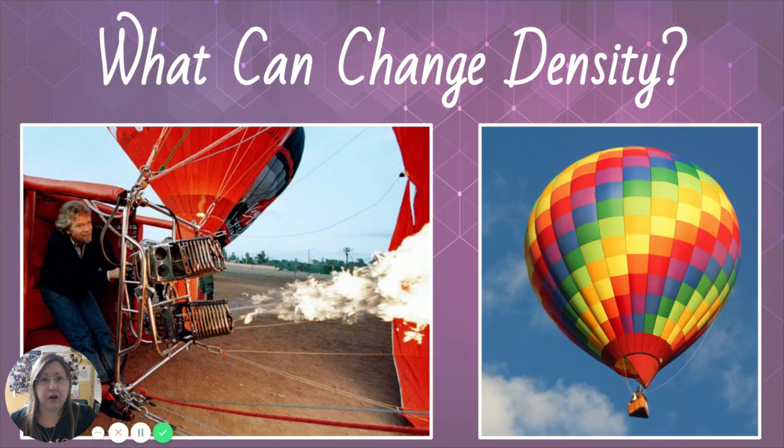Another example of that will be hot air balloons. So in order to get the hot air balloon to lift off the ground, it has to be heated up. Looks like it's being heated up a lot. And that's going to cause the molecules to spread apart. So that's decreasing the density so that the hot air balloon is able to get aloft.